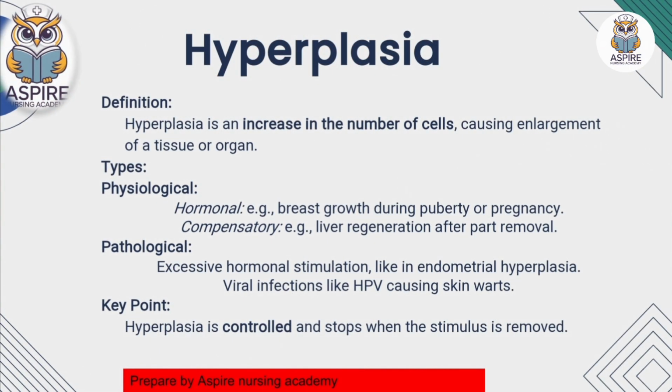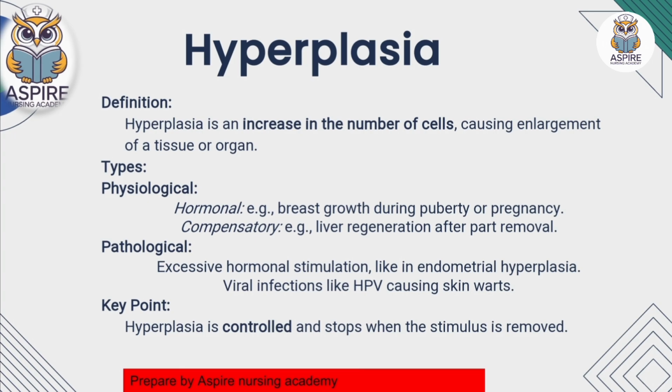2. Hyperplasia. Next up, hyperplasia. Now this is about increasing the number of cells, not size. The organ becomes larger because there are more cells being produced. 2 main types here: physiological hyperplasia, like the breast tissue growing during pregnancy. That's normal. Or the liver regenerating after part of it is removed.